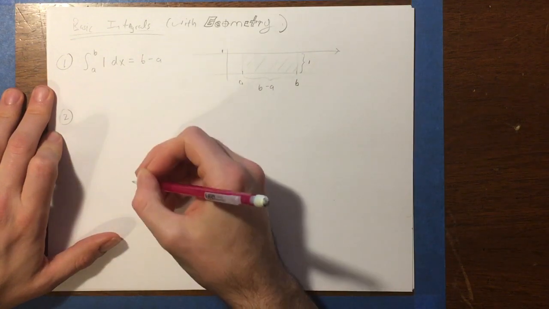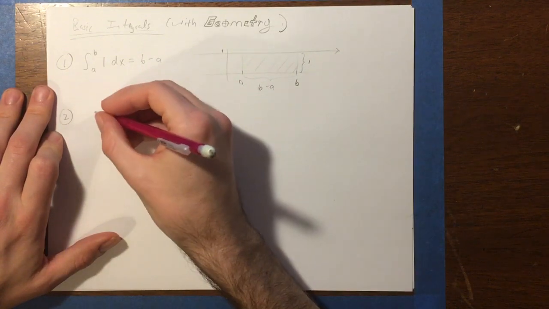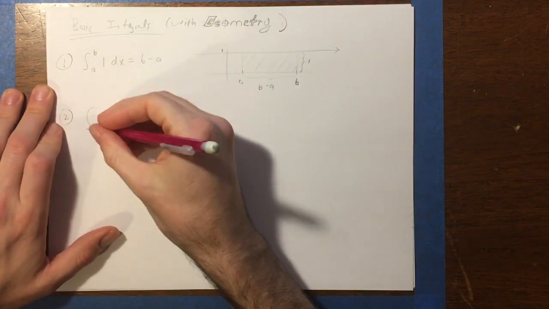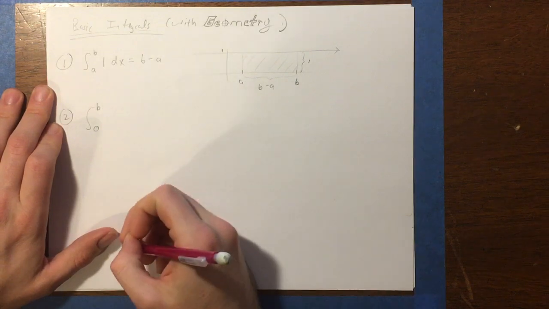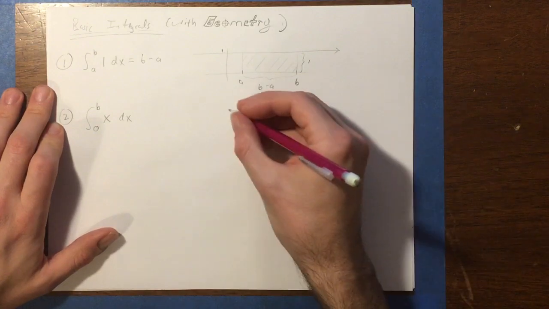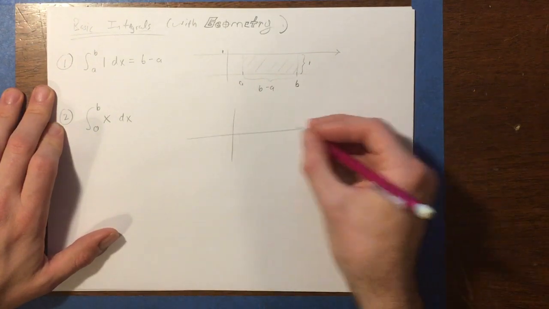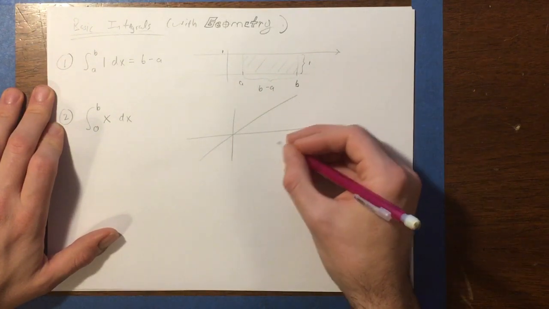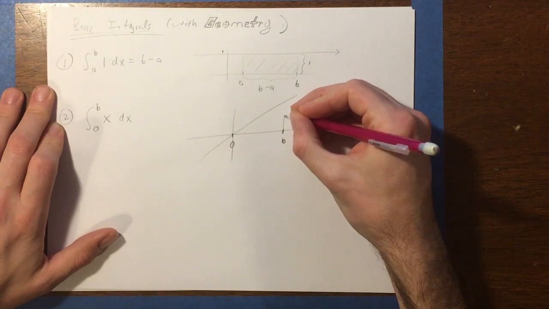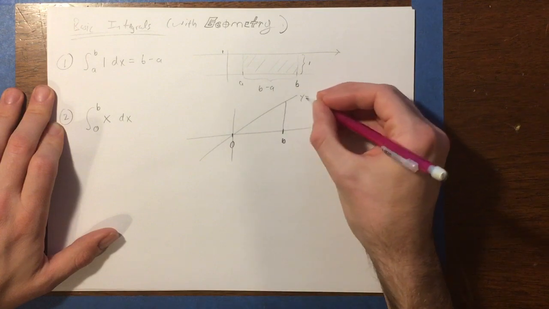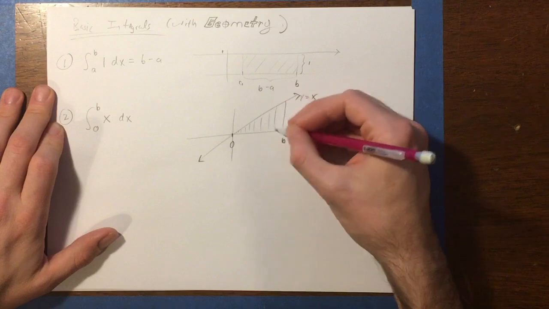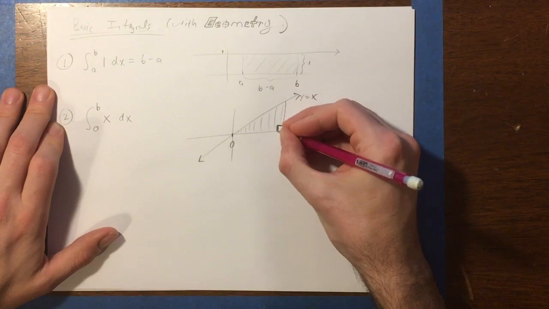2. Let's look at an integral from 0 to b. We're specifically going to start at 0 this time, of the function x. The reason I choose the function x is because if we start at 0, the function x gives us a triangle. So here's b, here's 0, here's the function y equals x right here. And this area, from 0 to b, is the area of a right triangle.